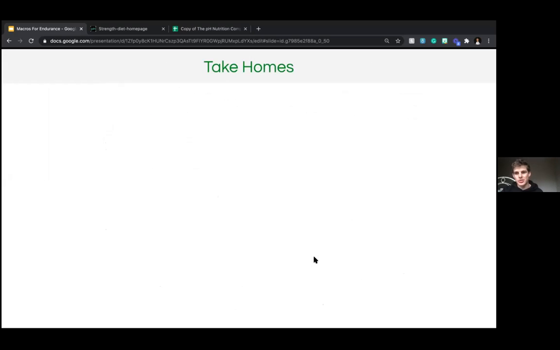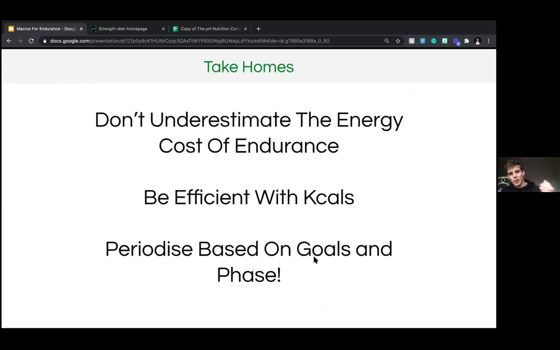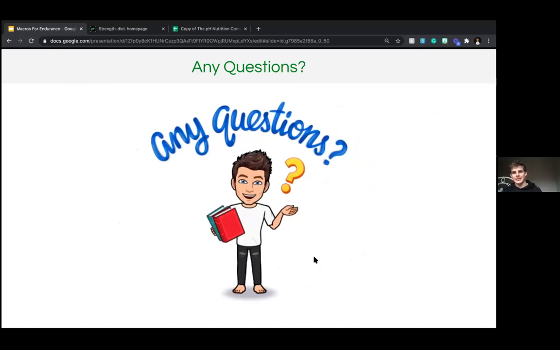Awesome. So more take homes just to kind of stay on it. Don't underestimate the energy cost of endurance. Be efficient with your calories. So that means taking that protein down to probably a bit less than it's currently at if you've been doing strength stuff, and then periodize based on goals and phase. So changing based on your training as well. Awesome, guys. Any questions?